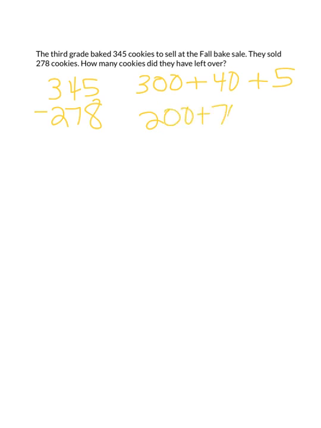The first one would be expand and trade. And so I have 345 minus 278. And 345 in expanded form is 300 plus 40 plus 5. And 278 is 200 plus 70 plus 8. So I need to take away 278 from 345, and I'm going to do that in expanded form.